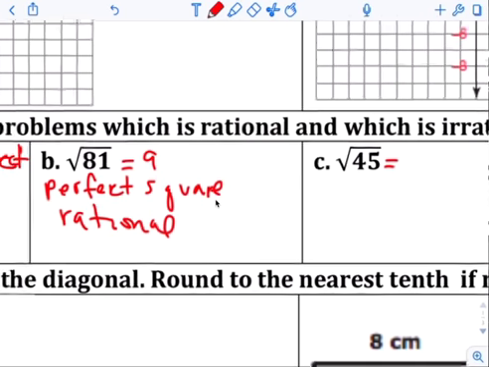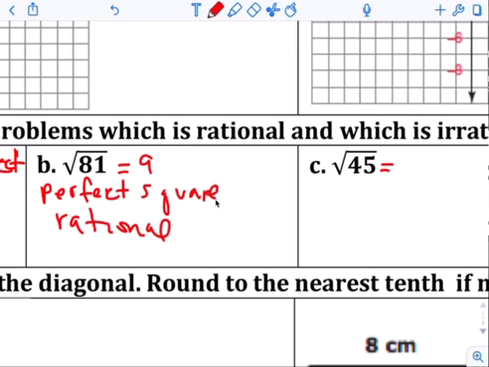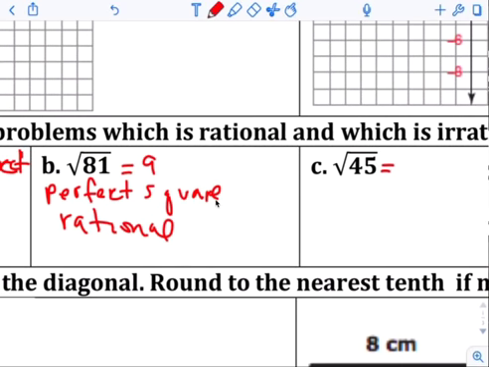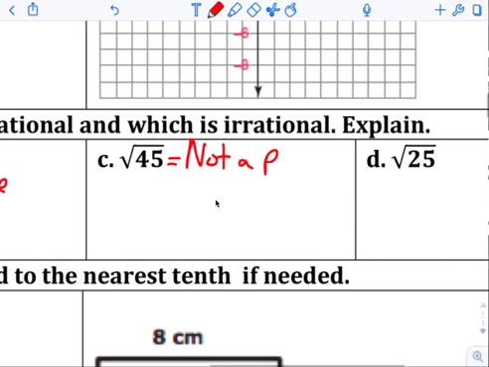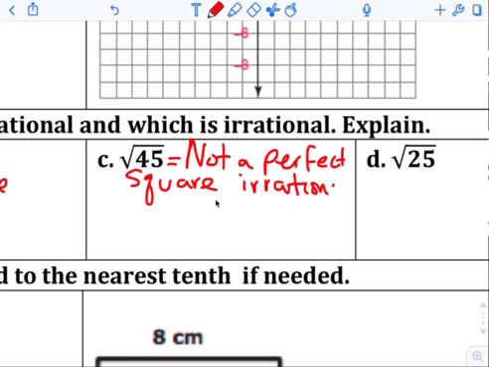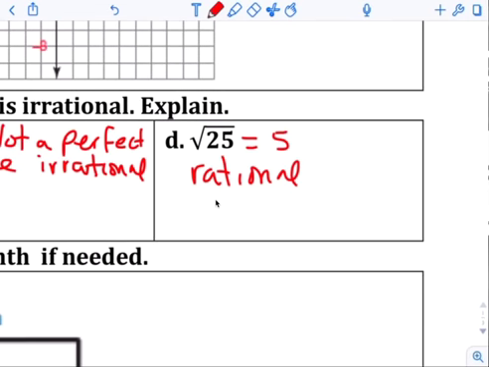45, we don't know the answer to. It's between 6 and 7, closer to 7, but there's no perfect square. Not a perfect square. Irrational. This is 5, so this is rational because it's a perfect square.